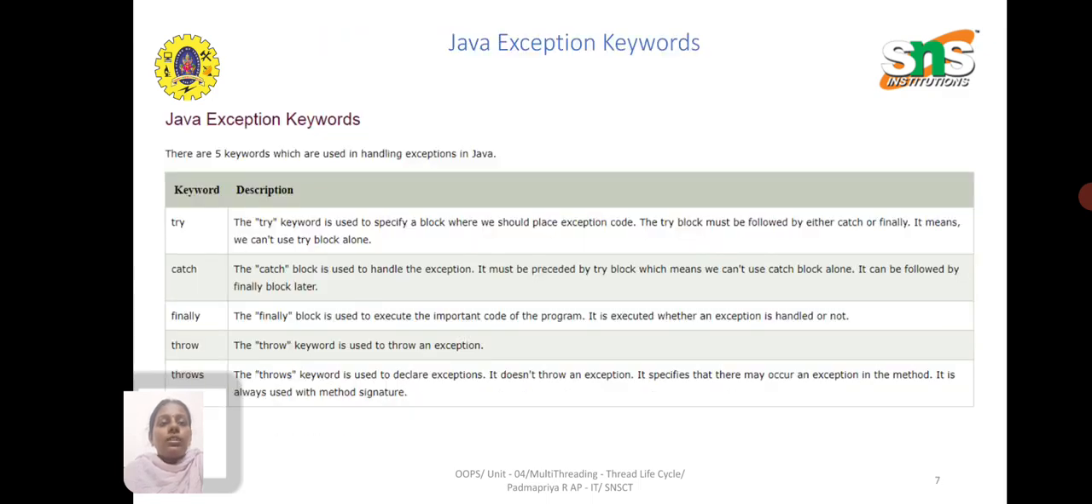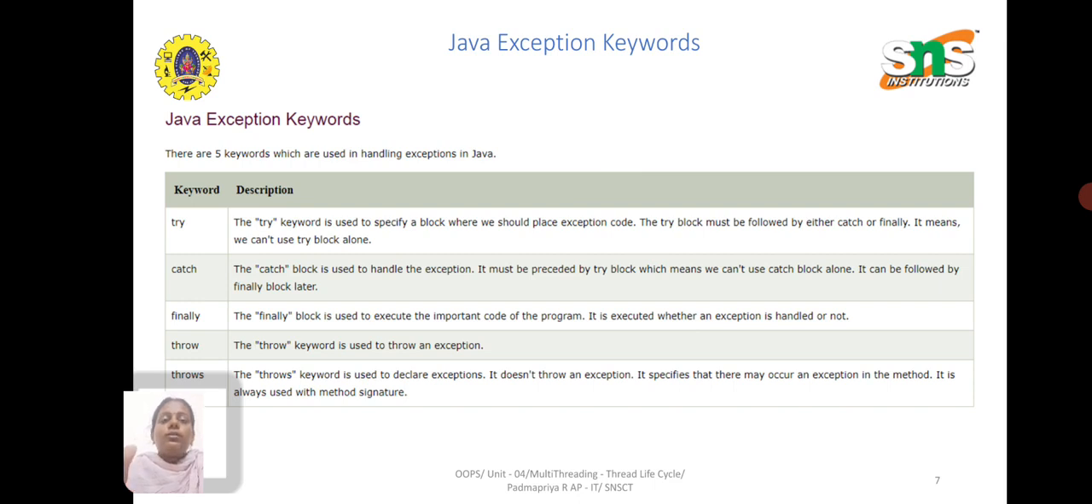So what are the Java exception keywords? Try, catch, finally, throw and throws. The try keyword is used to specify a block where we should place exception code. The catch block is used to handle the exception. It must be preceded by the try block, which means we can't use a catch block alone. When we use the try block, we must use the catch block also. The finally block is used to execute the important code of the program. It is executed whether an exception is handled or not.